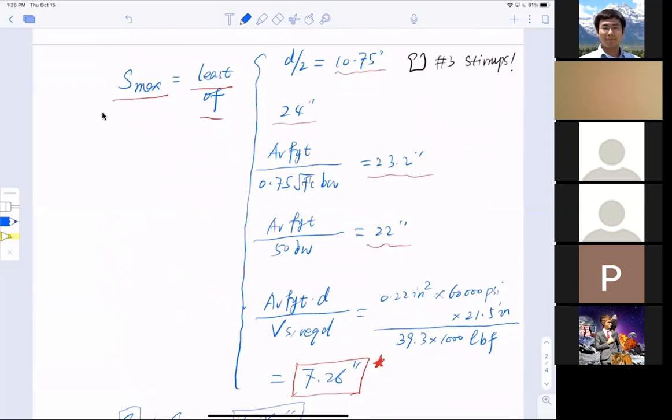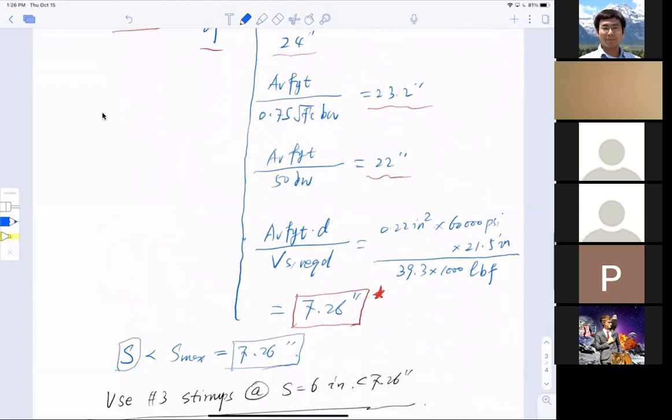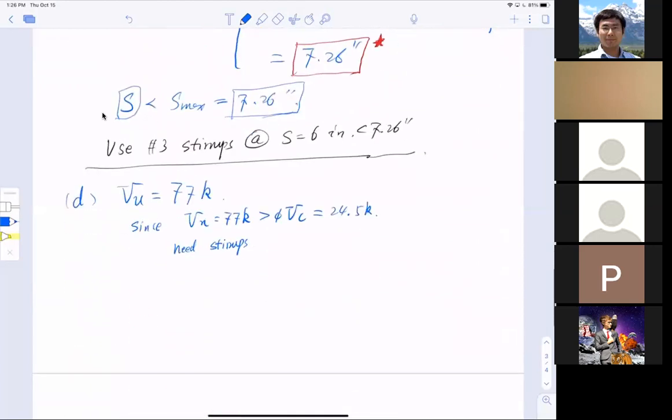Okay, all right. So we're just playing this game, right? We just ante up, get more, increase the shear, apply shear force, and see what happens. The next one, we increase even more to 77 kips. Now definitely the concrete cannot satisfy the requirement. We need stirrups.